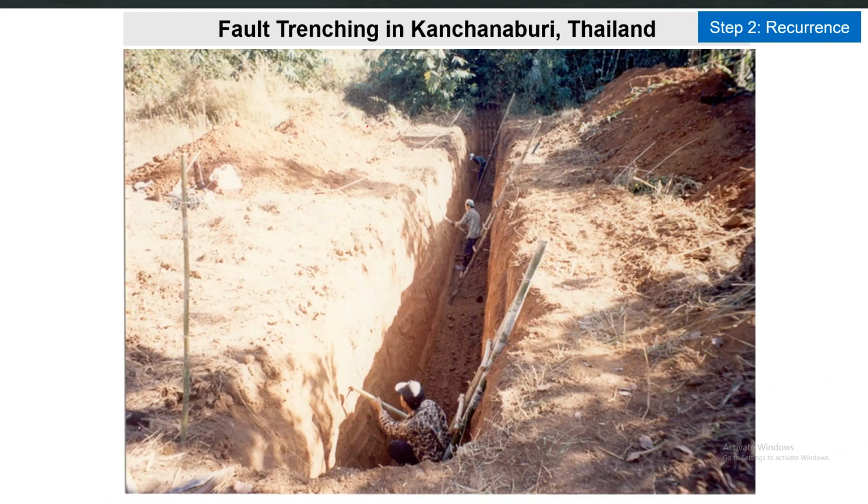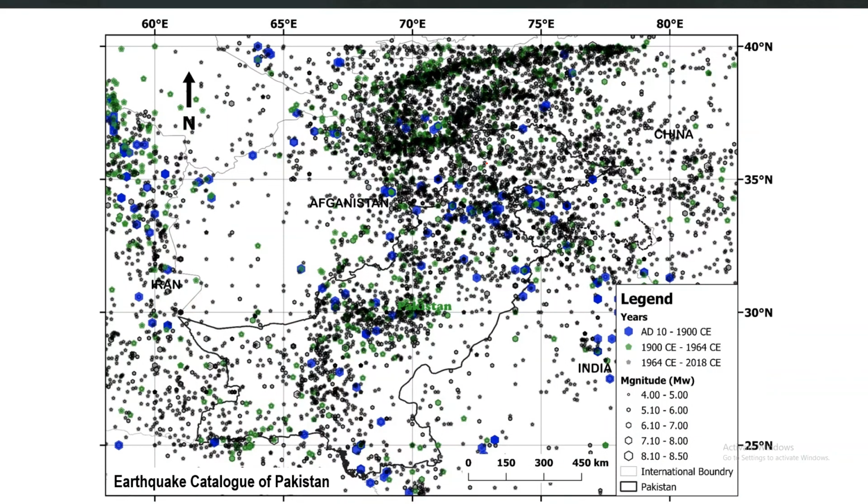This example is from Thailand, from this city, and you can see here that the fault line is trenched, and now the different layers and their relative slips are being studied by seismologists.